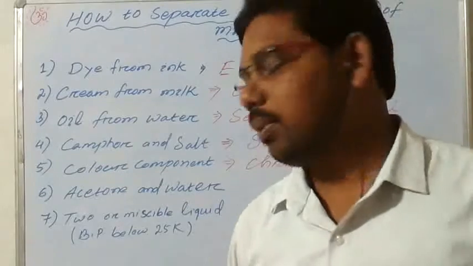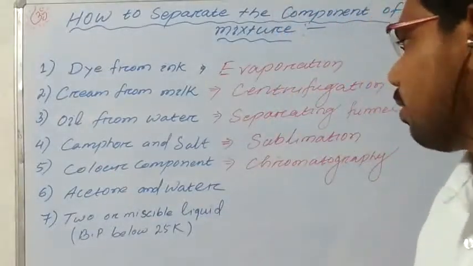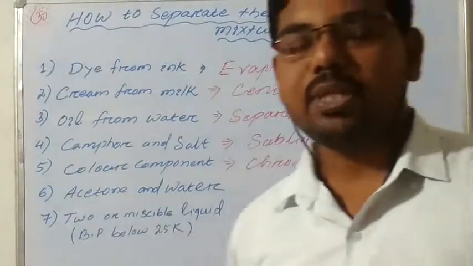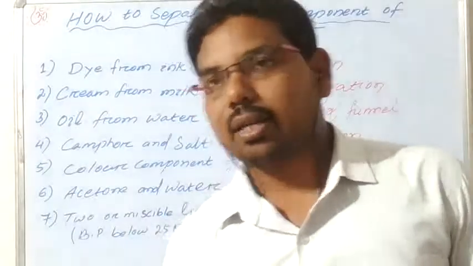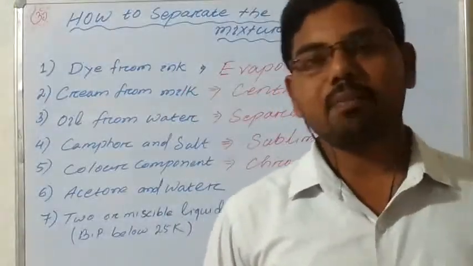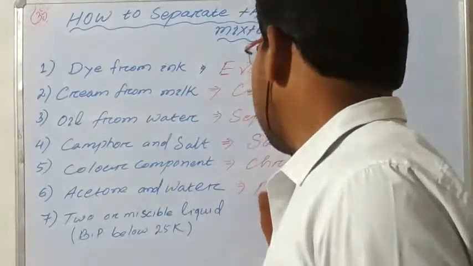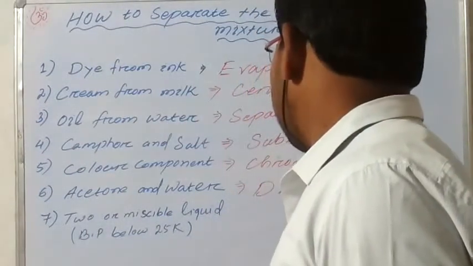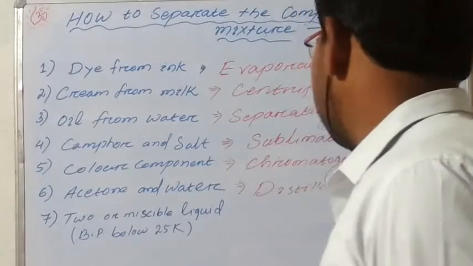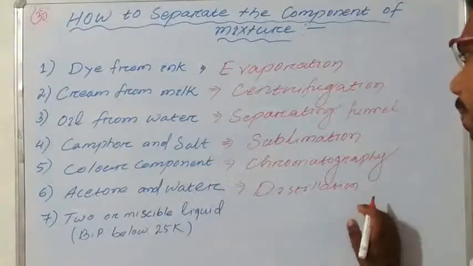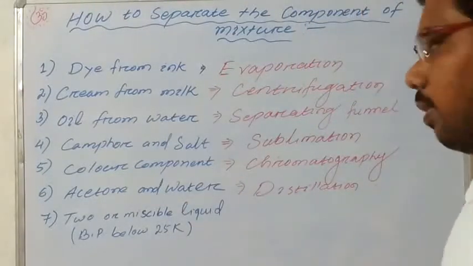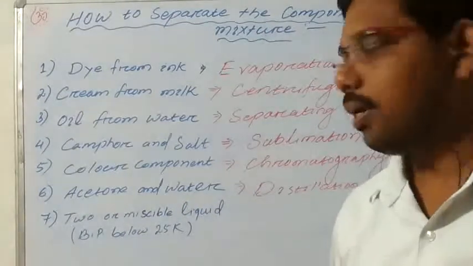The next one is the mixture of acetone and water. How can we separate the mixture of acetone and water? Acetone and water are miscible liquids, and miscible liquids are separated by the process of distillation. Which process? Distillation. We separate these two miscible liquids, acetone and water, by distillation.